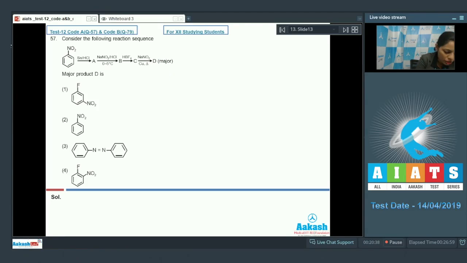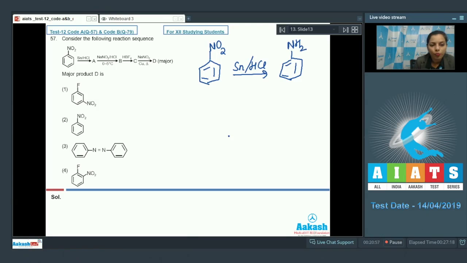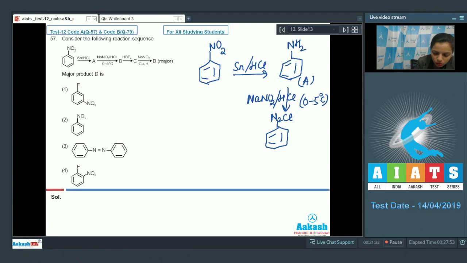I'll just write here the reaction sequence that's going on. First nitrobenzene we have, and when you treat this nitrobenzene with tin and HCl, it gets converted into A, that is aniline. Now further, this A is treated with NaNO2 and HCl. Diazotization is done. The temperature is maintained between 0 to 5 degrees Celsius. Now this gets changed into diazonium chloride. This is N2Cl. This would be formed here and this becomes B.